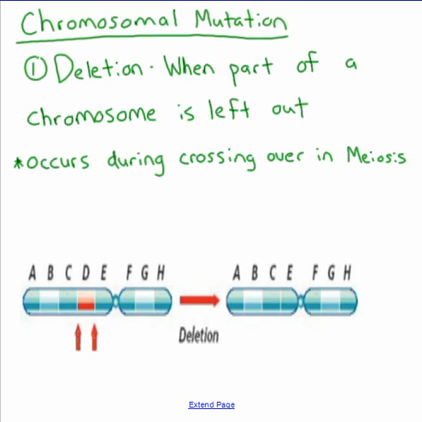So a deletion, simply put, is when part of a chromosome is left out, and this occurs during meiosis. So the formation of sex cells. Here you have your sequence A, B, C, D, E, and a deletion is where part of the chromosome is left out. So the D is missing. It got removed from the chromosome.